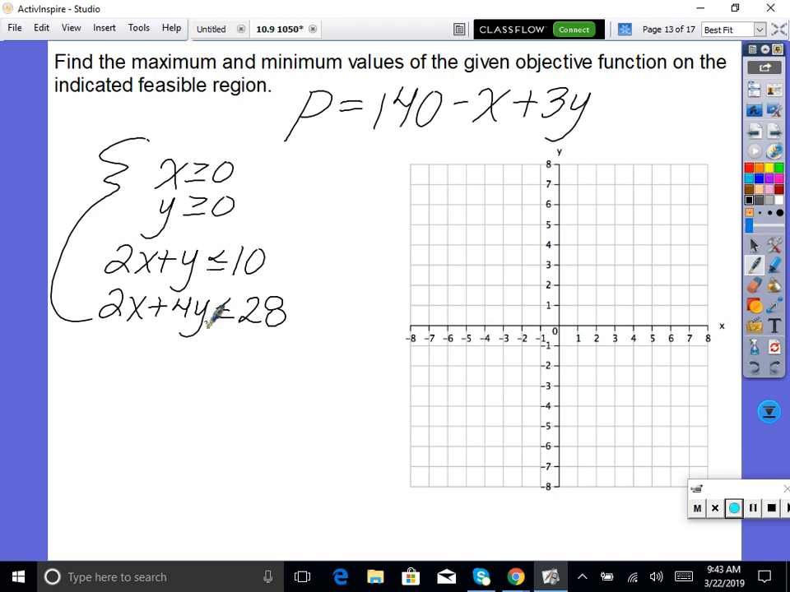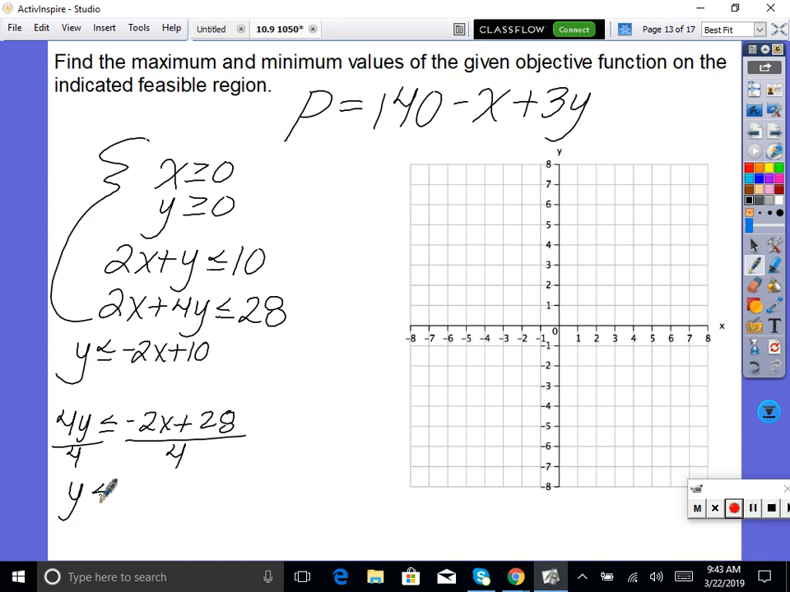So we would graph this, so just quickly, a sketch here. We would get this into y equals mx plus b, so y is less than or equal to negative 2x plus 10. And then let's just do this one too. So we subtract 2x, so then I have 4y is less than or equal to negative 2x plus 28. Then don't we divide by 4? So then we have y values less than or equal to negative 1/2 x plus, isn't that 7? Okay, cool. So now let's graph this.